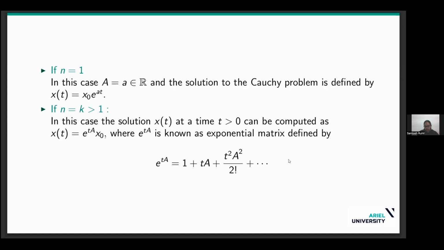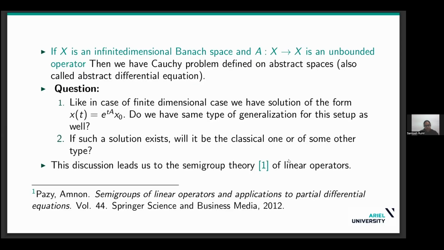Now the question arises, what if n is infinite, or we say that A is an unbounded operator. Like in the finite dimension case, will we have the same type of generalization of the solution in this case also? And if such a solution exists, then will it be the classical one or some other type? So this discussion leads us to the semigroup theory of linear operators. And for more details, one can go through this book by Pazy.